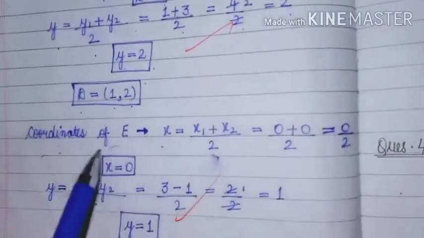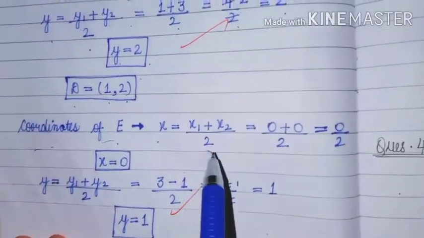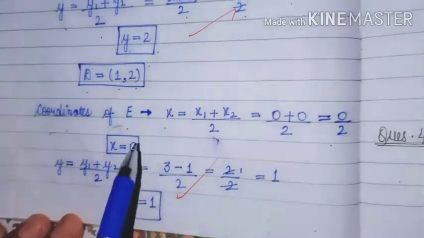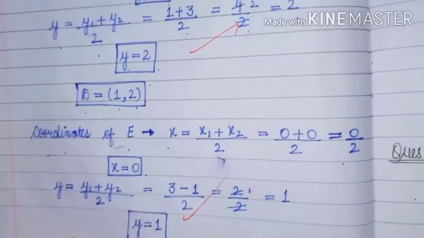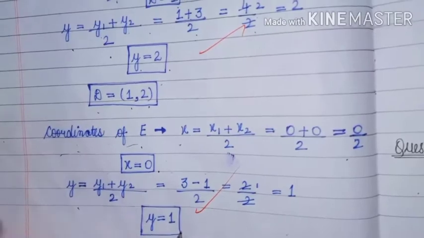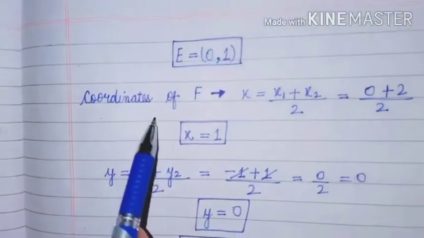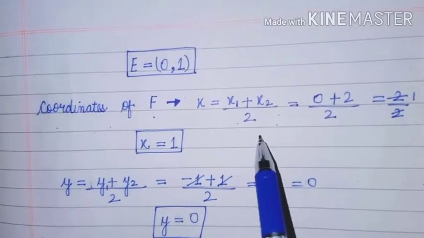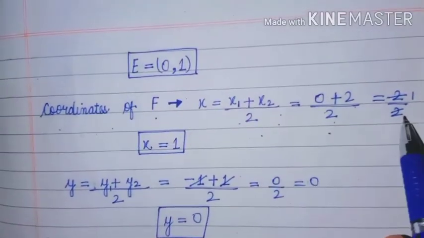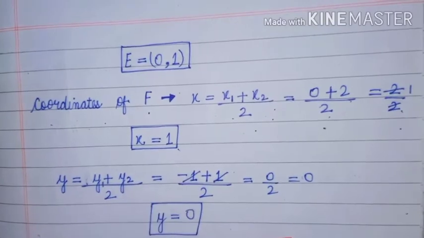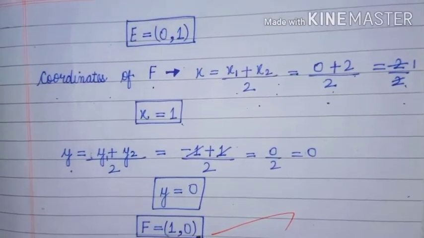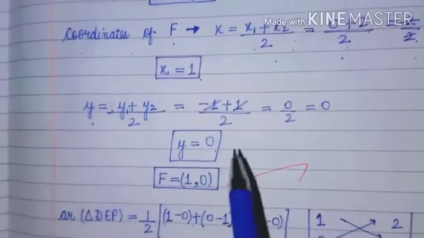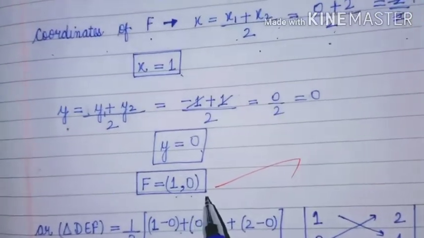Similarly, we will find the coordinate of E. We will use the formula and we will get 0 by 2. The x coordinate is 0 and similarly the y coordinate is 1. Similarly, we will find the coordinate of F. The formula will remain the same, (x1 plus x2) by 2. You will get (0 plus 2) by 2, that is 2 by 2, it is again 1. And similarly the y coordinate is 0. The coordinate of F is (1, 0).